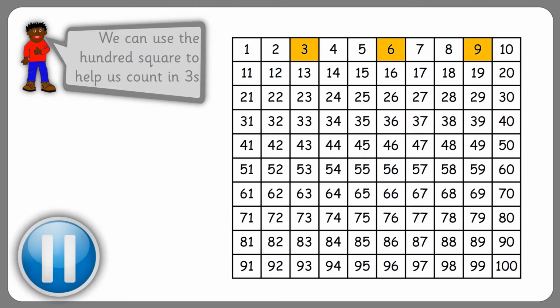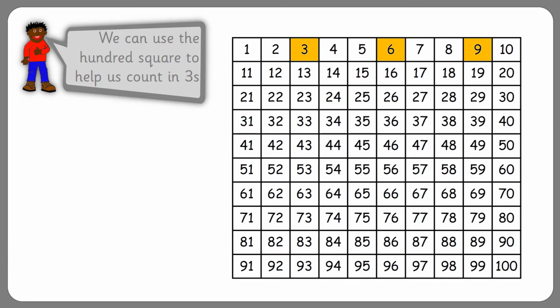Now, if you've got your 100 square, pause the video here and see if you can carry on highlighting every third number. That means counting in threes and highlighting the numbers on your 100 square. Come back here when you've done it.